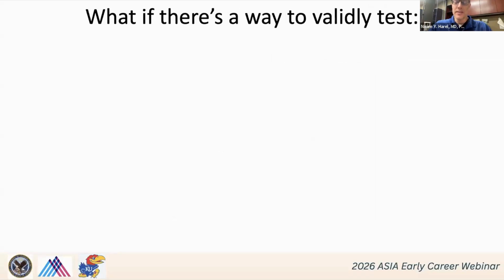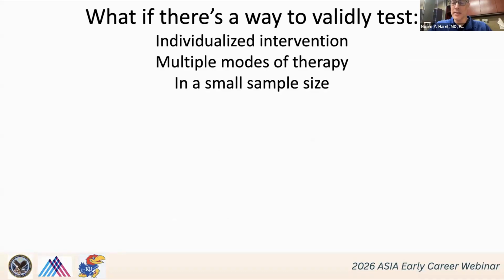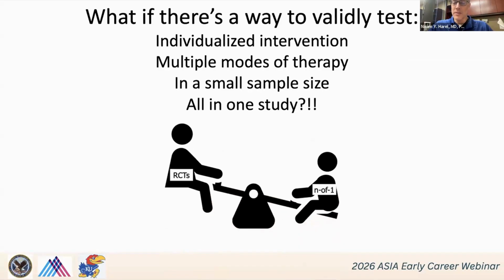Okay, so there's no magic answer to this, and we're not trying to oversell N-of-1 design, but what if there is a way you could actually have a valid approach to testing individualized treatment, multiple types of treatment within the same study in a small sample size? And yes, that's what we're going to talk about today. It's N-of-1. It's not the panacea for everything, but we're going to try to point out some of its advantages as well as the disadvantages.